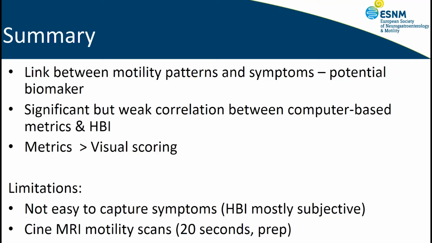Mannitol is known to induce motility, whereas we may need to do a calorie drink alternative, which may give a more natural motility pattern.